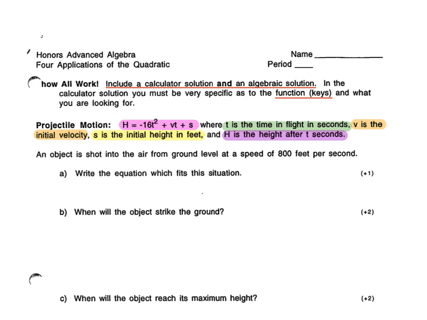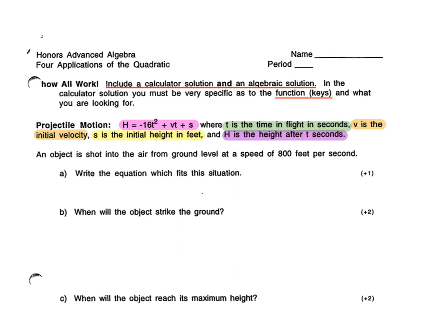All right, so let's take a look at our scenario. We've got a projectile motion equation, h equals negative 16t squared plus v times t plus s. And it tells you that t is the time in flight in seconds, v is the initial velocity. We have two heights involved. s is the initial height in feet, and h is the height after t seconds. So after that projectile has been in motion, so to speak, for a certain amount of time, this h represents the height after that certain amount of time.